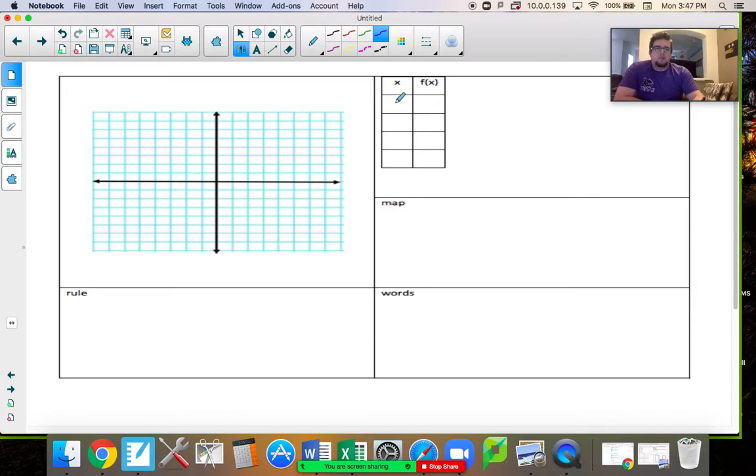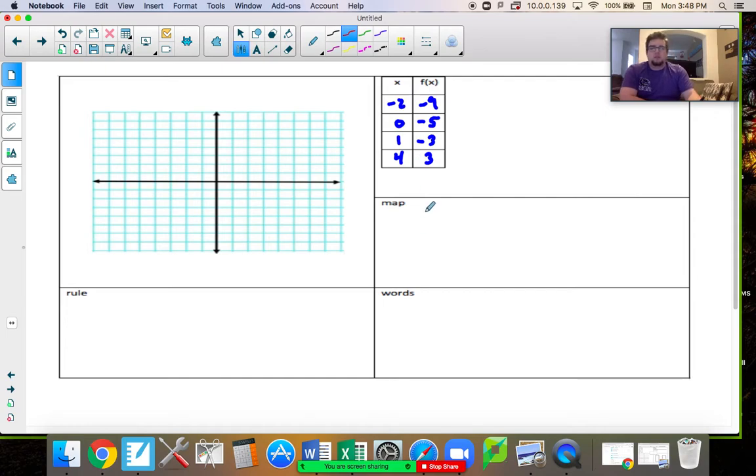So let's start off with a table. So let's say our table says -2, 0, 1, and 4. So we've got these numbers plugged in, and what comes out is -9, -5, -3, and 3. So here's our inputs and our outputs.